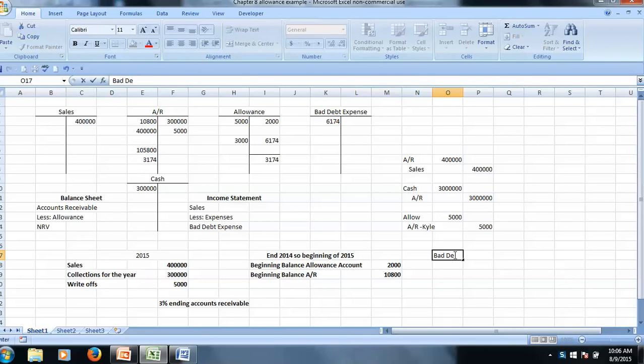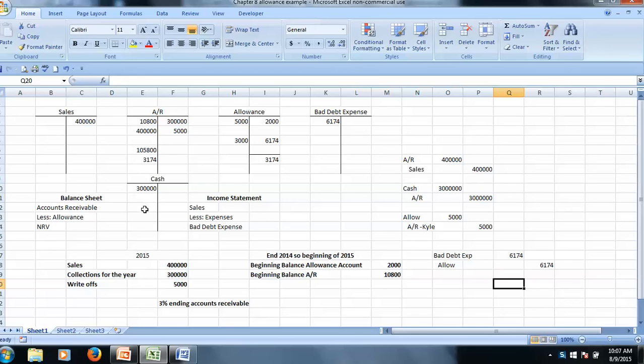So that journal entry, to make that right, is going to be bad debt expense of $6,174, and the allowance account, allowance for bad debt, of $6,174. And so let's go ahead and take a look at how that affects our financial statements.